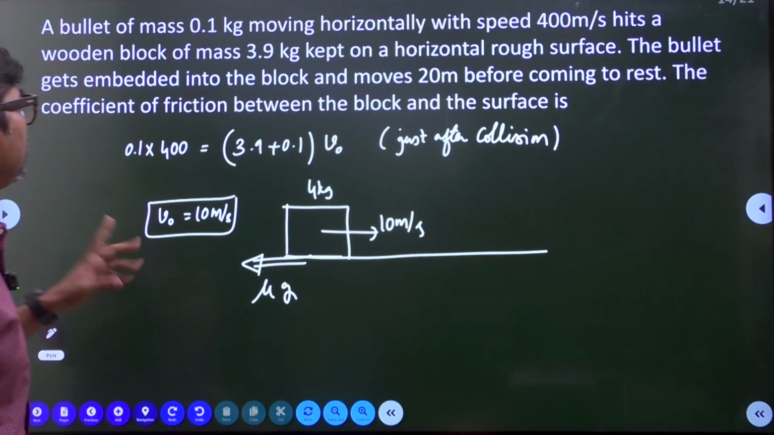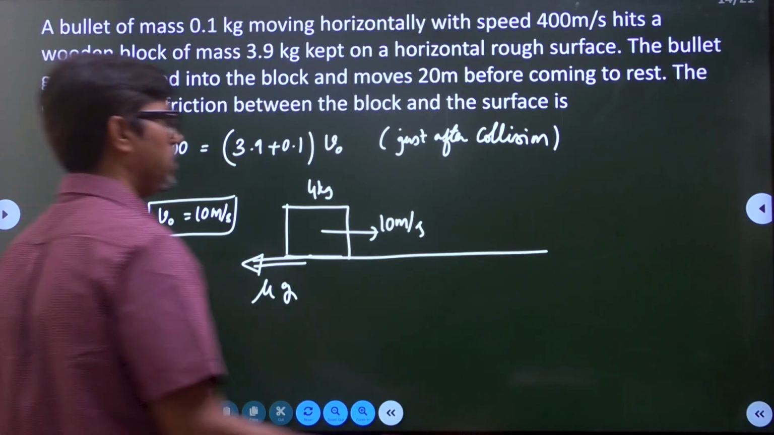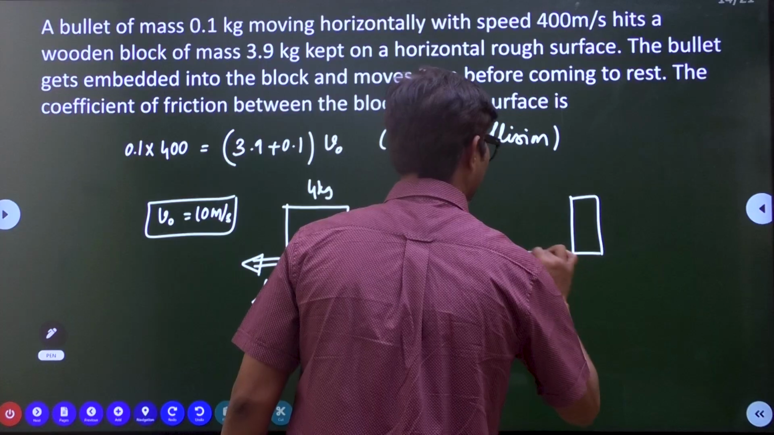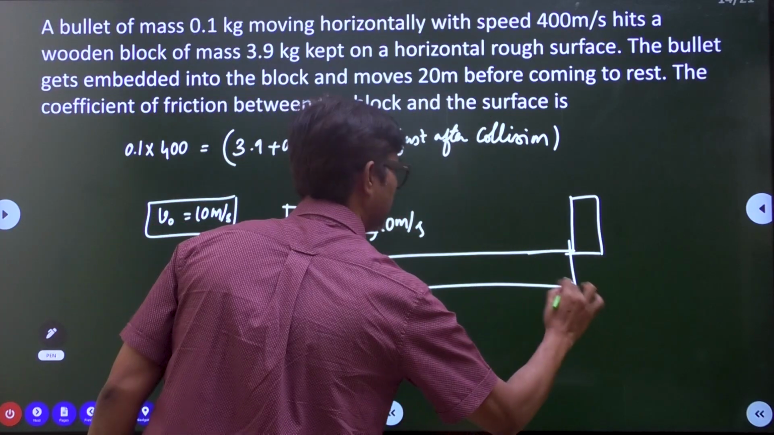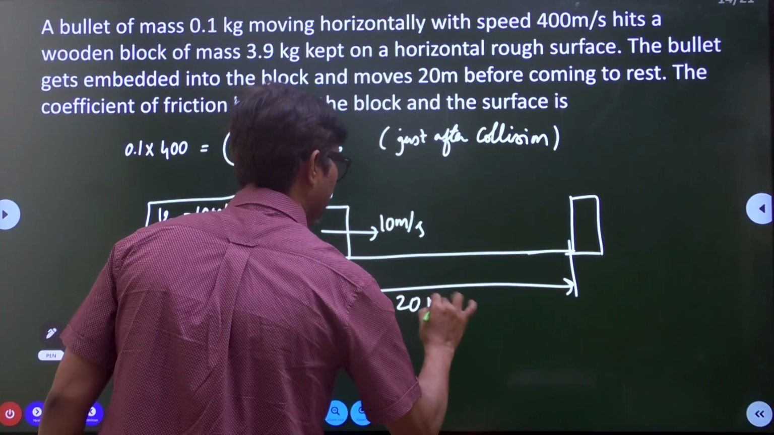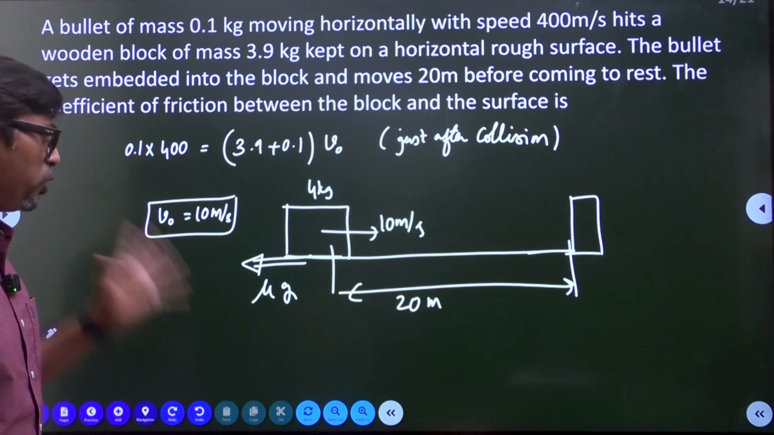So now what is it saying? It is going to travel 20 meters. It will come to rest after traveling 20 meters. Then he is asking you to find the mu there.